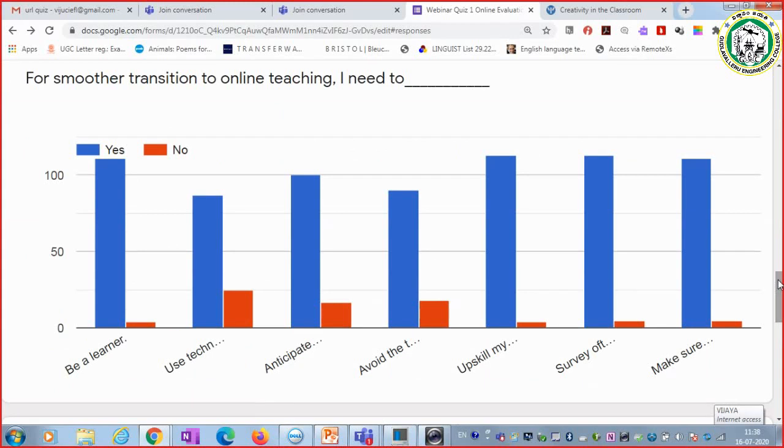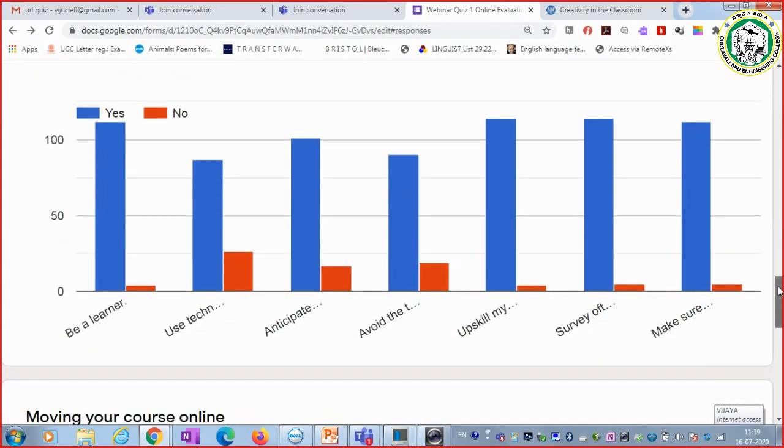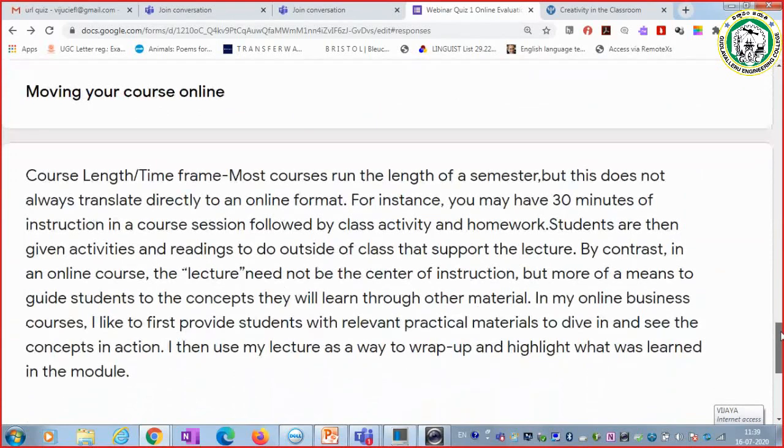For smoother transition to online teaching, I'm very happy to see I've got some great responses here. Actually, I wanted you to have a look at this because this is an entire list of things provided by the guide that I have put down in my references. It lists all of these various qualities for smoother transition to online learning. You need to be able to do all of these. Moving your course online.